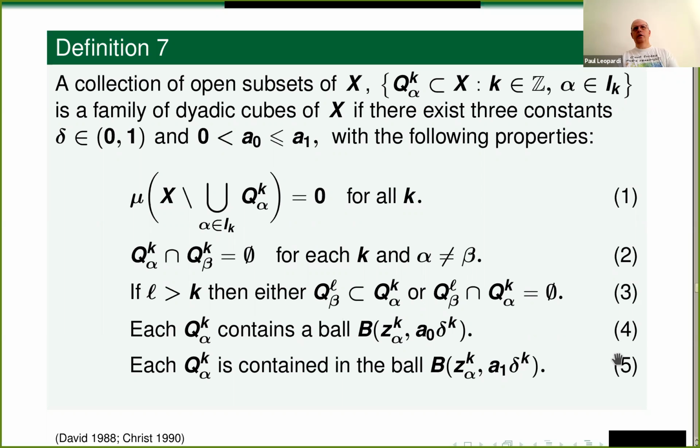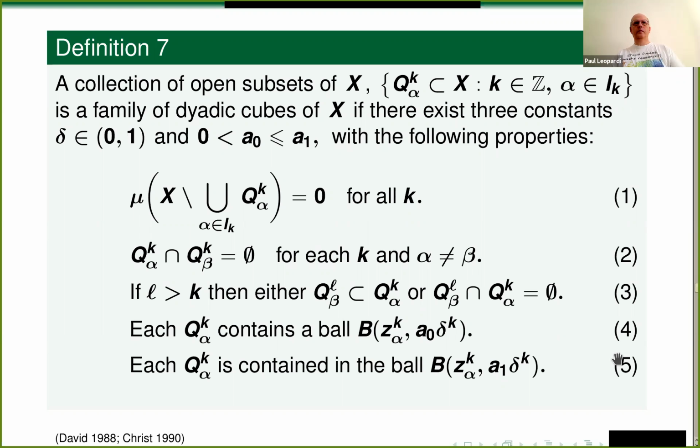So the first one basically says that the measure of the union of all of the cubes that are at a particular k covers the space X to the extent that anything outside of those cubes has measure 0. The cubes do not overlap.